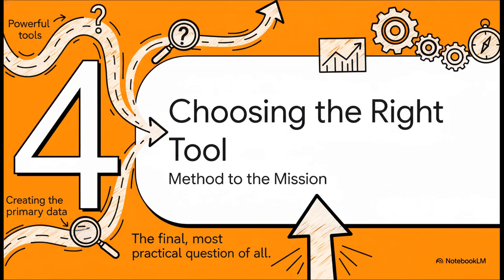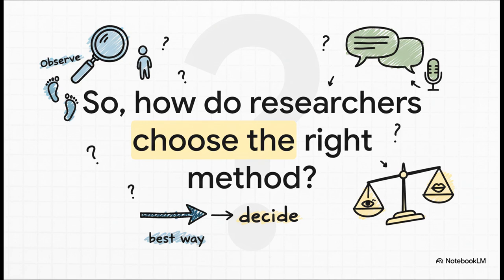So we've looked at the two big paths, primary and secondary data, and we've dug into two really powerful tools from the primary toolkit, which brings us to the big practical question. I mean, with all these pros and cons flying around, how on earth does a researcher decide? Should they observe or should they interview? Is there one method that's just better?